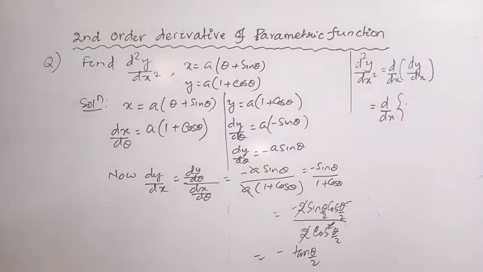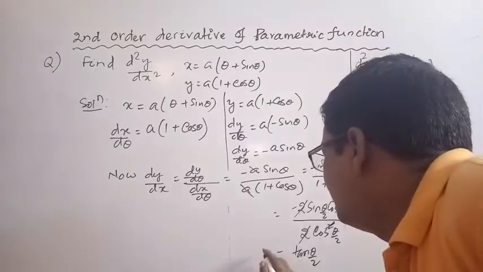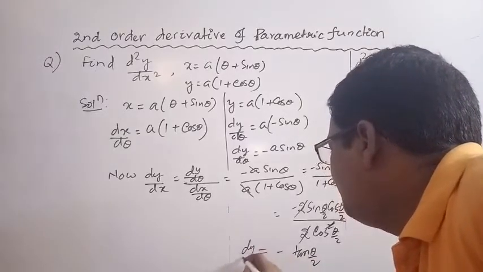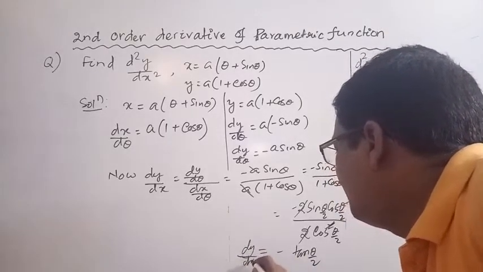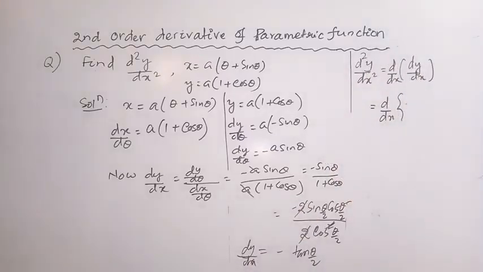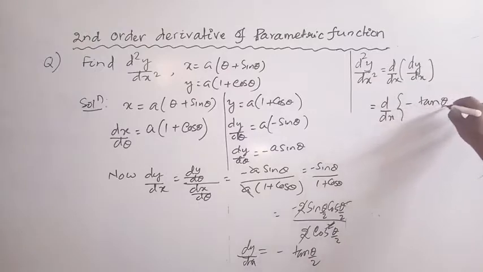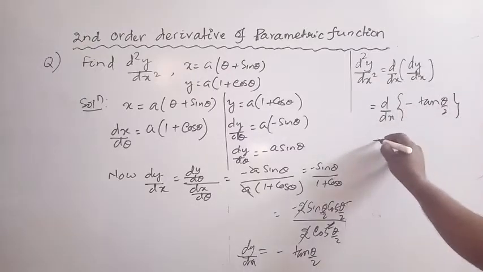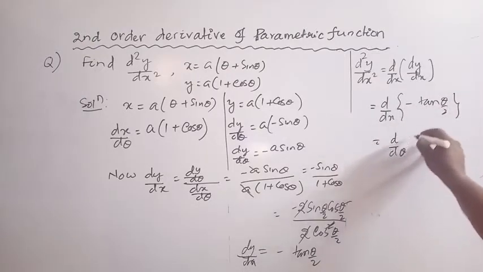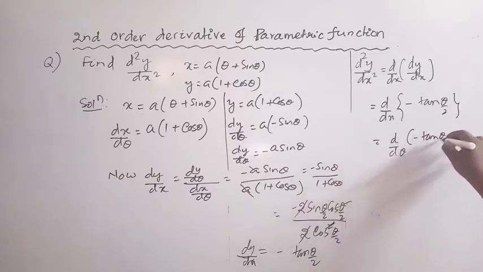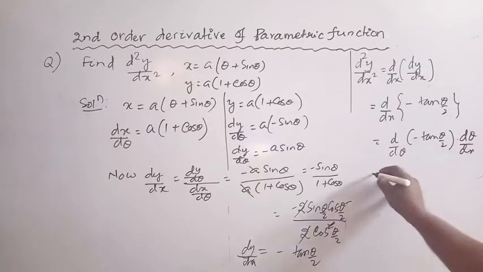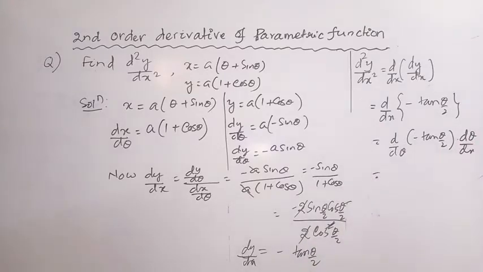So this is dy by dx. Okay, then put minus tan theta by 2, and this can be d by d theta of minus tan theta by 2 into d theta by dx. What is the derivative of minus tan theta by 2?